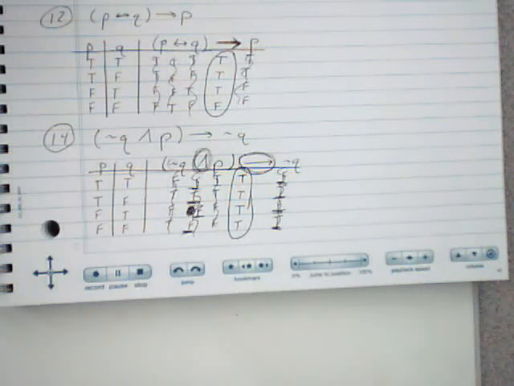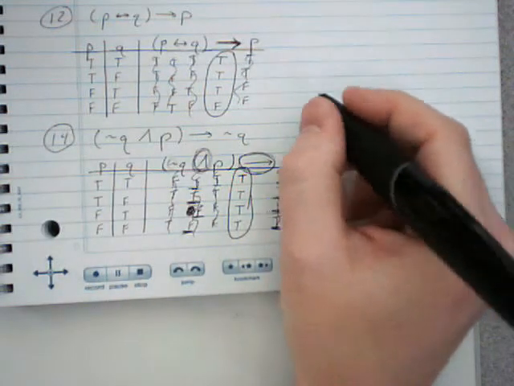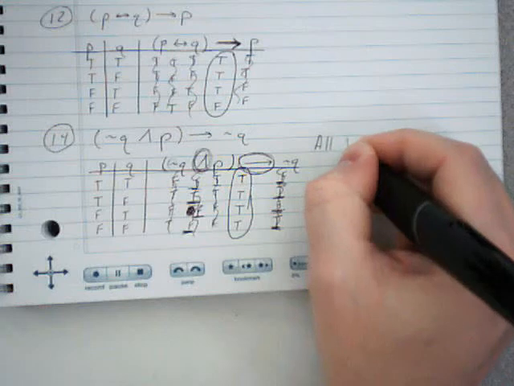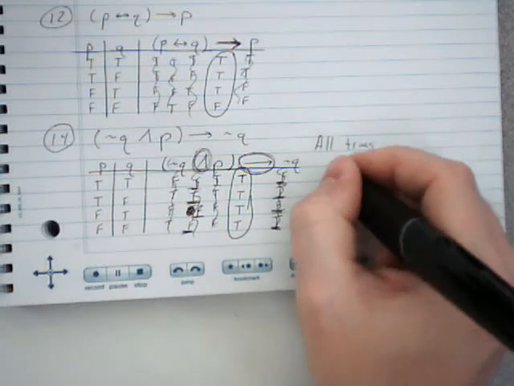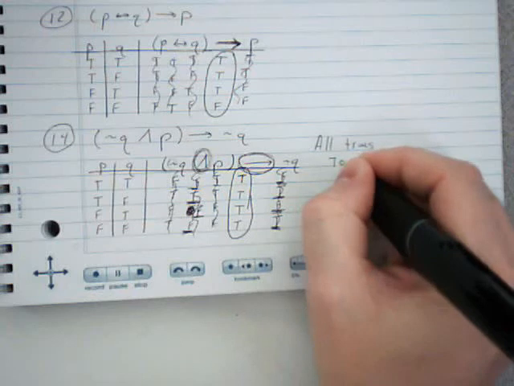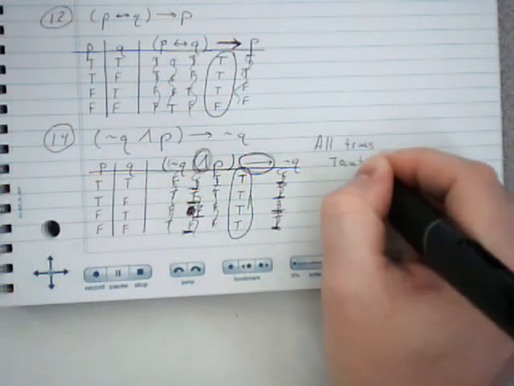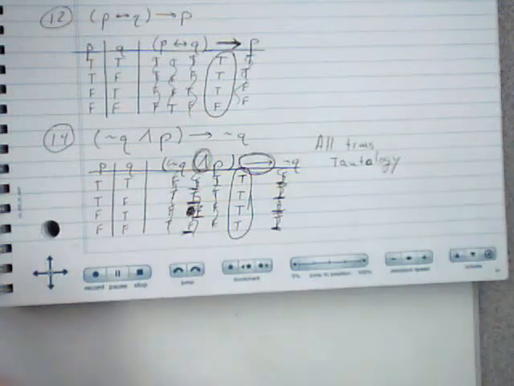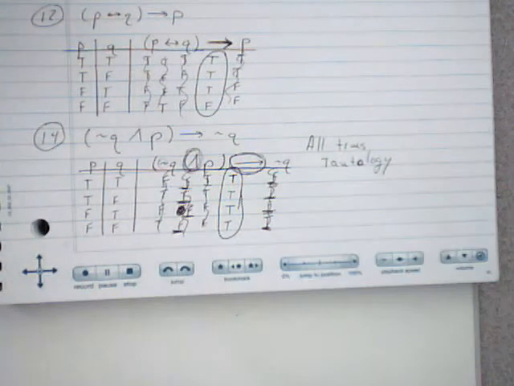So on page 123, there are some definitions here. If you get all trues, then we call that a tautology. Call it a tautology if it's all trues. And not only is it a tautology, but if you look on page 124 at the very top of the page, it says that an implication is a conditional statement that is a tautology.